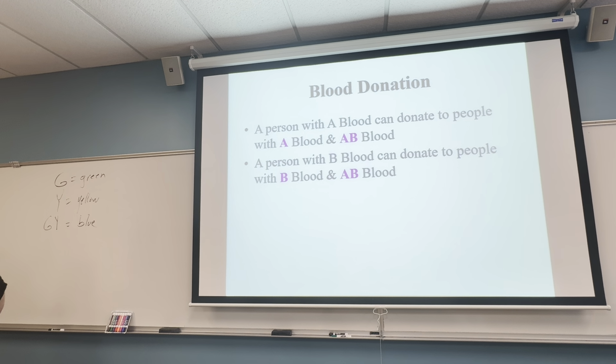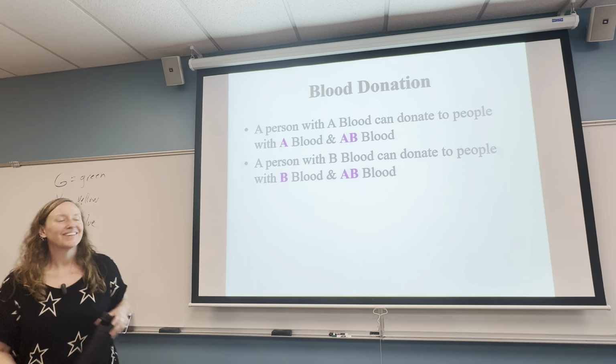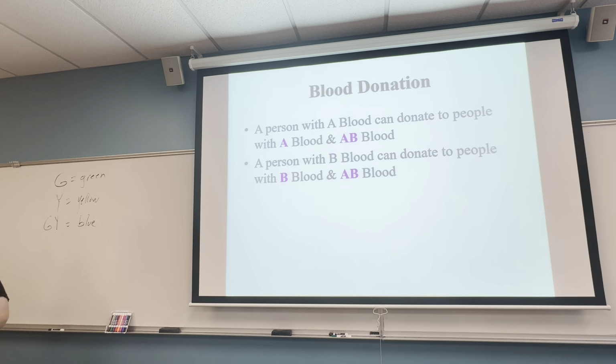Okay, so a person with A blood type could give to anybody who has an A in their blood type. So a person with A blood type can also give to other A's. They can also give to AB blood type. AB blood type is super lucky because they can get from A, B, AB, and their dominant A and B will mask an O, so they can get blood from everybody.